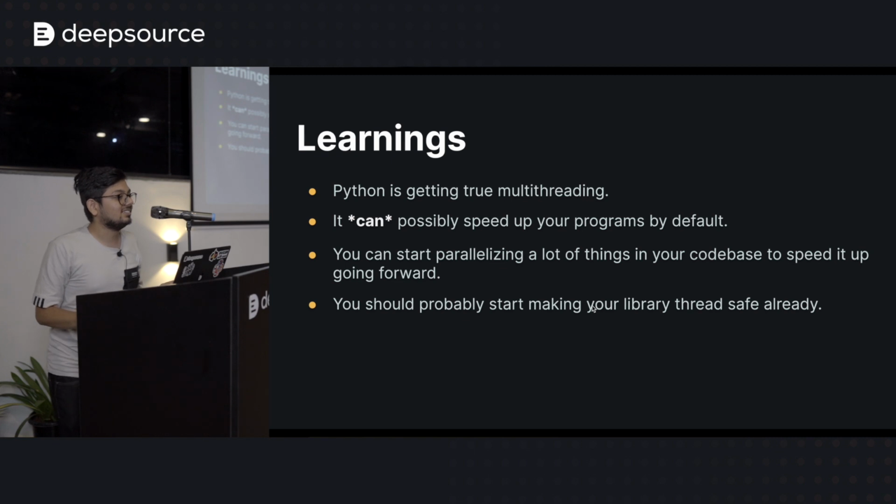So yeah, that's kind of the talk. A quick recap. Python is going to get true multi-threading, but it's not as black and white as that, as you saw. Now it can possibly speed up your programs by default, but you should not rely on that fact. But you can start parallelizing a lot of the things in your code base to speed it up going forward. And it's going to be way simpler than multiprocessing.